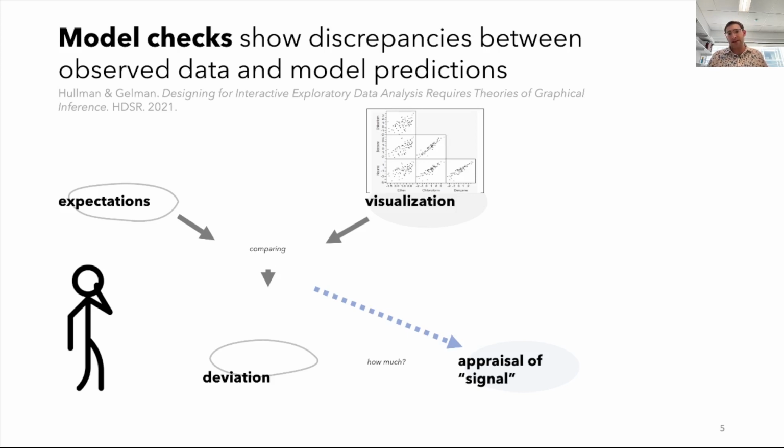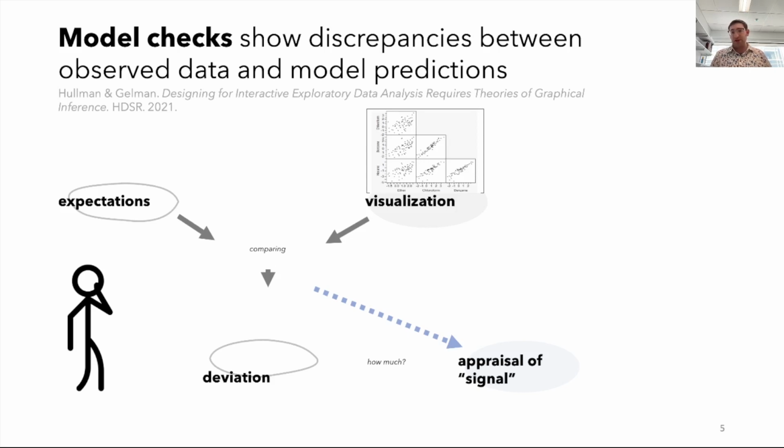In EVM, we investigate how a design pattern called model checking can augment data exploration workflows. Model check visualizations show discrepancies between observed data and model predictions. They provide the user with an explicit visual reference of what it would look like if some model were true.